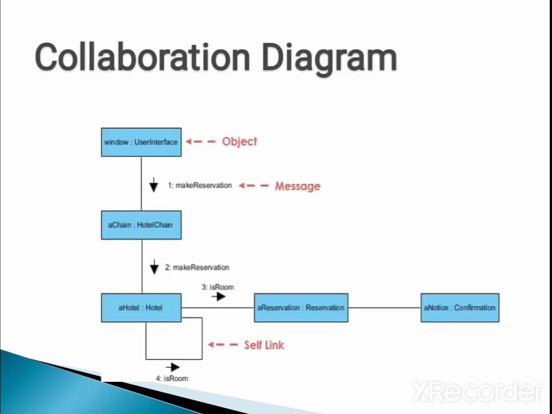Example for a collaboration diagram: the diagram shows how message is passed through objects. In this figure, how a hotel is booked is clearly explained by objects.